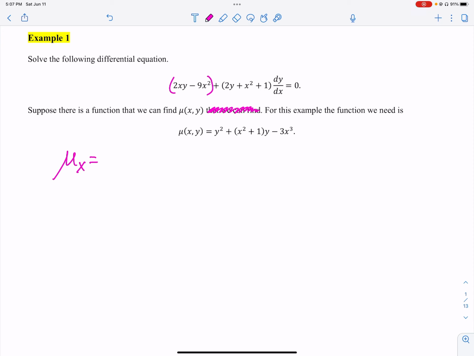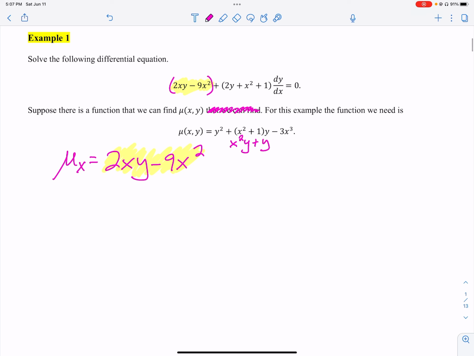It's a 0. This x squared plus 1, the way I like to think about that is maybe x squared y plus y. Okay, I'm going to get 2xy. The plus y is gone, and then minus 9x squared. All right, I want you to notice something. This is this.